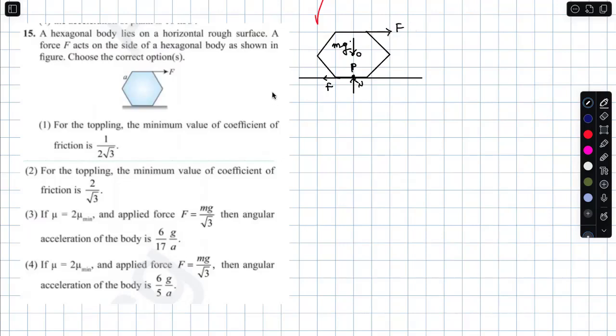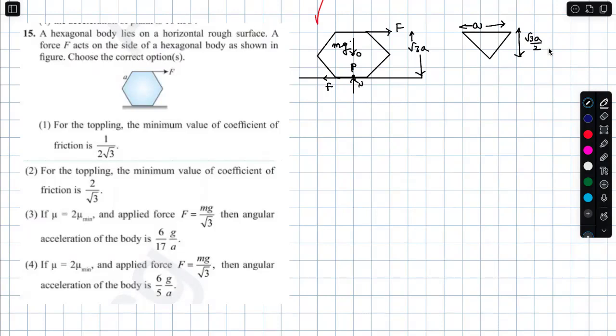That's the picture. First question: for toppling, the minimum value of the coefficient of friction is? You already know this distance will be root 3a. Yes or no? Do you know this? It is an equilateral triangle. See, this is an equilateral triangle. For an equilateral triangle, if the side is a, the height will be root 3a by 2.